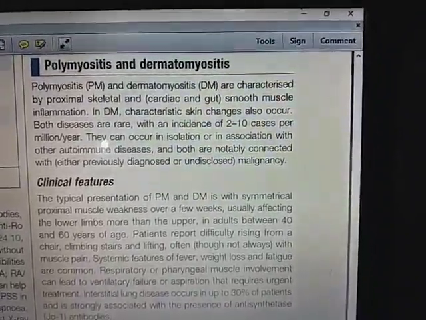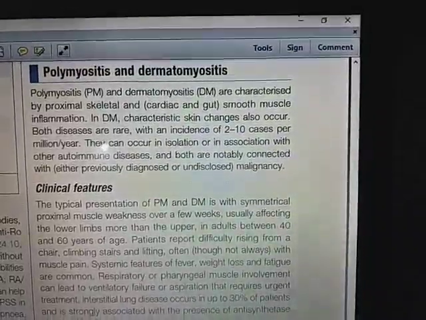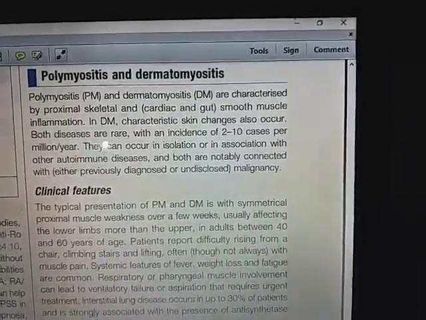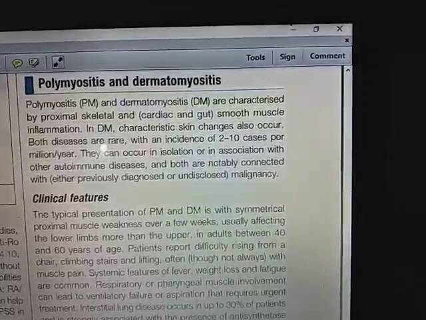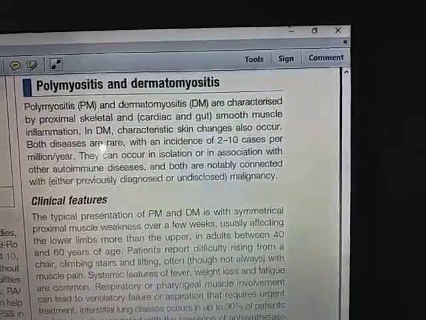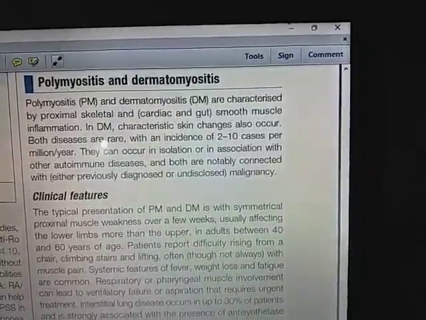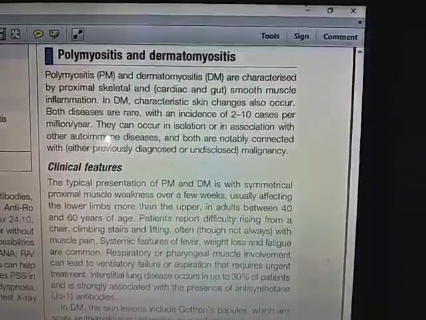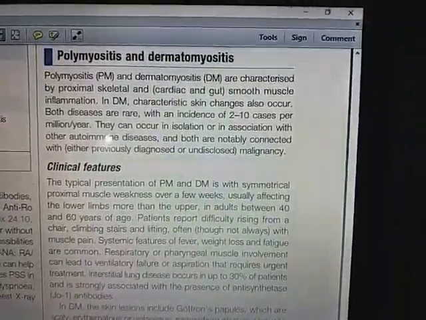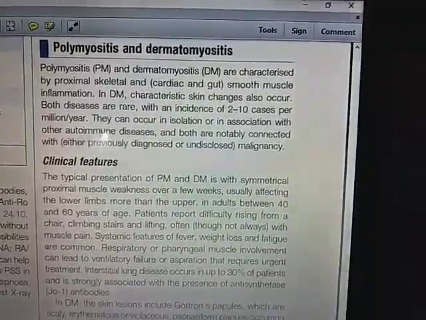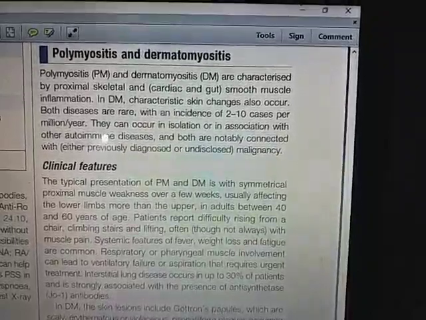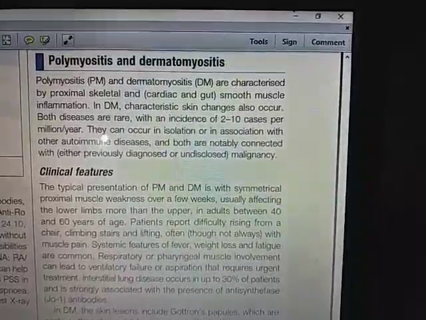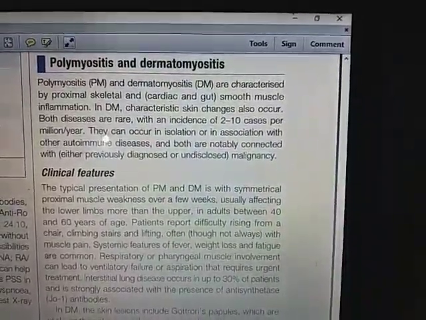A treatment of polymyositis is by corticosteroid, high dose systemic corticosteroid, up to 1 milligram per kilogram daily, that's to say about 60 milligram daily, till normalization of the enzymes. Then one may taper the dose.